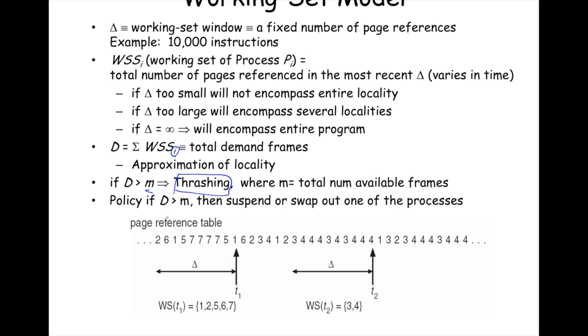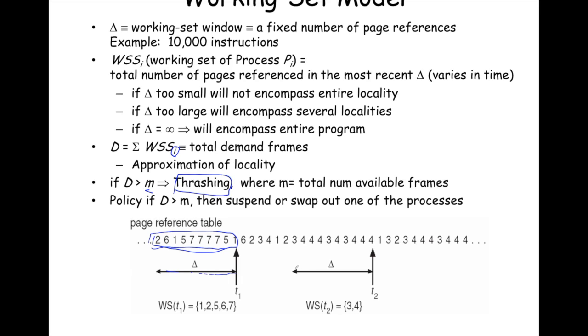And so here's an example. We have a set of reference strings for pages, and here's a first delta, and the working set size at time t1 for a process is going to be 1, 2, 5, 6, 7. So if we look at all the different pages that are unique, that are accessed in the instruction stream, well, 1, 2, 3, 5, 6, and 7 are they.